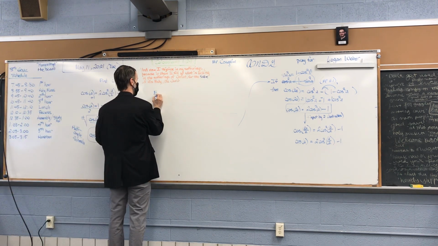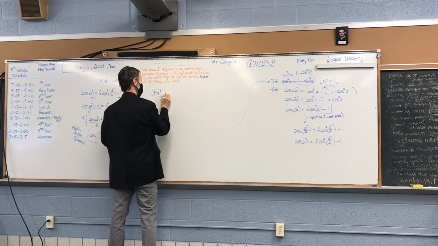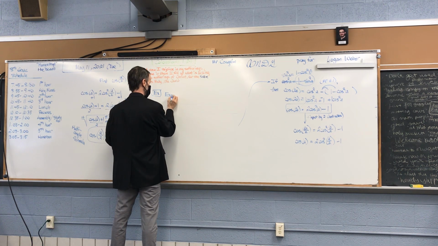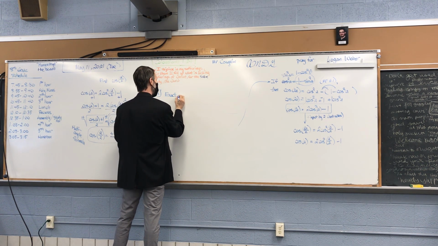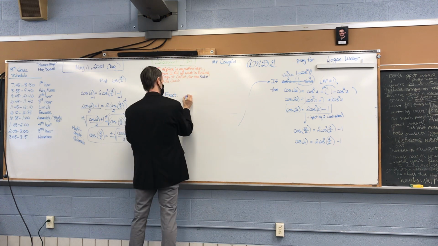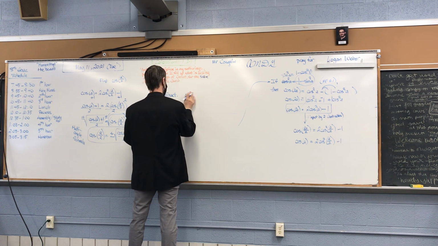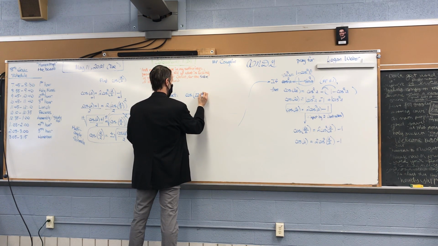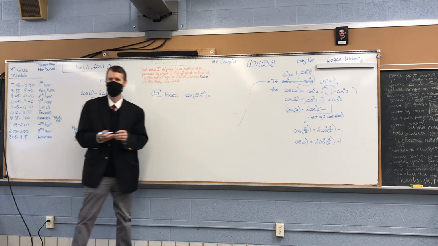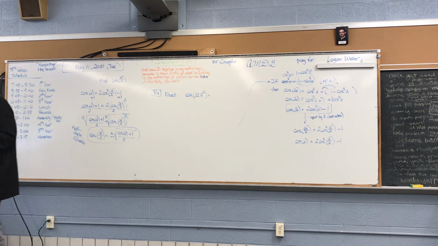Example. I want the exact value of this, the cosine now, of 22.5 degrees. That, by any standard, is a non-common angle. Not only is it a non-common angle, it's a decimal. It's even worse.